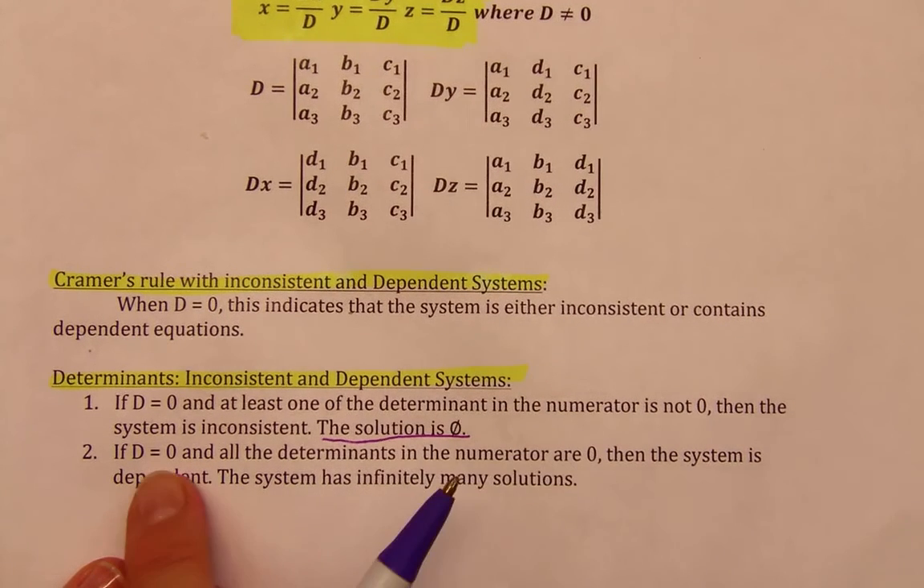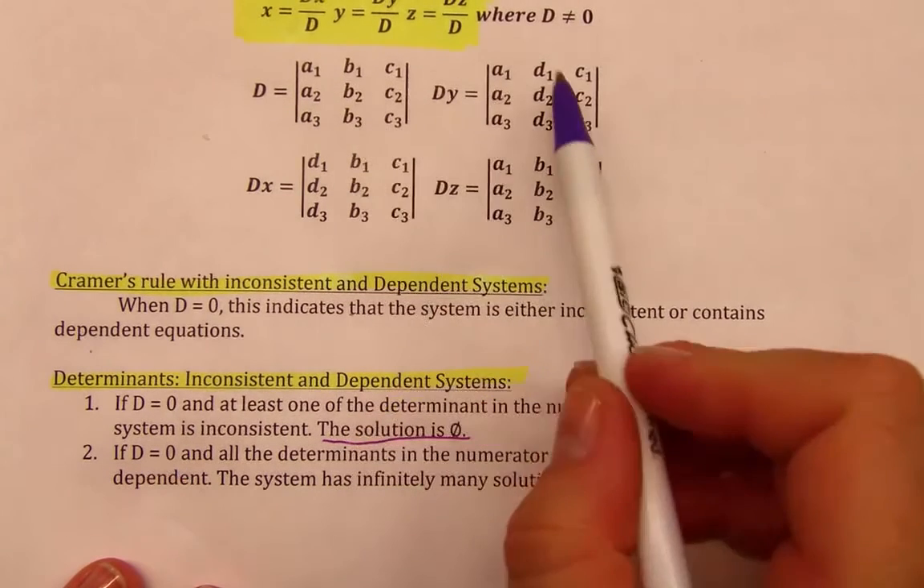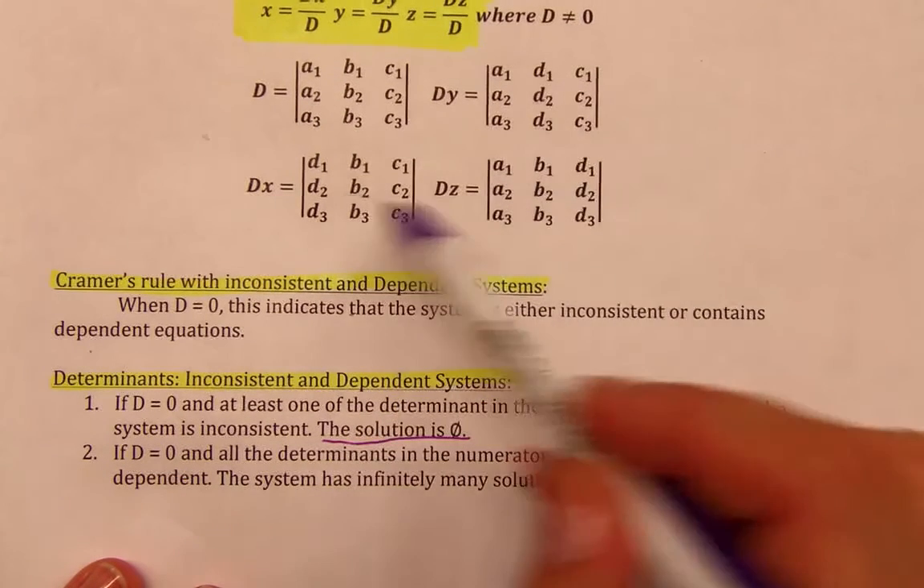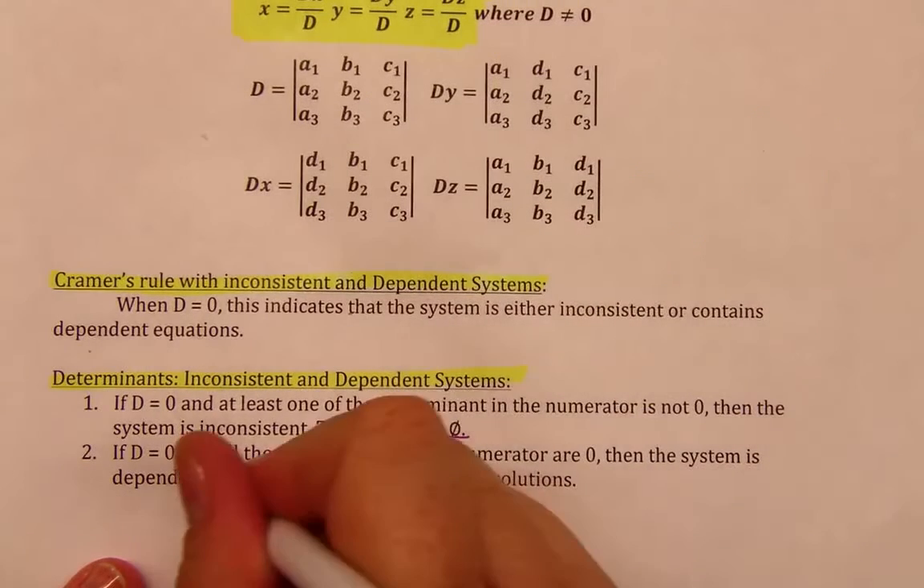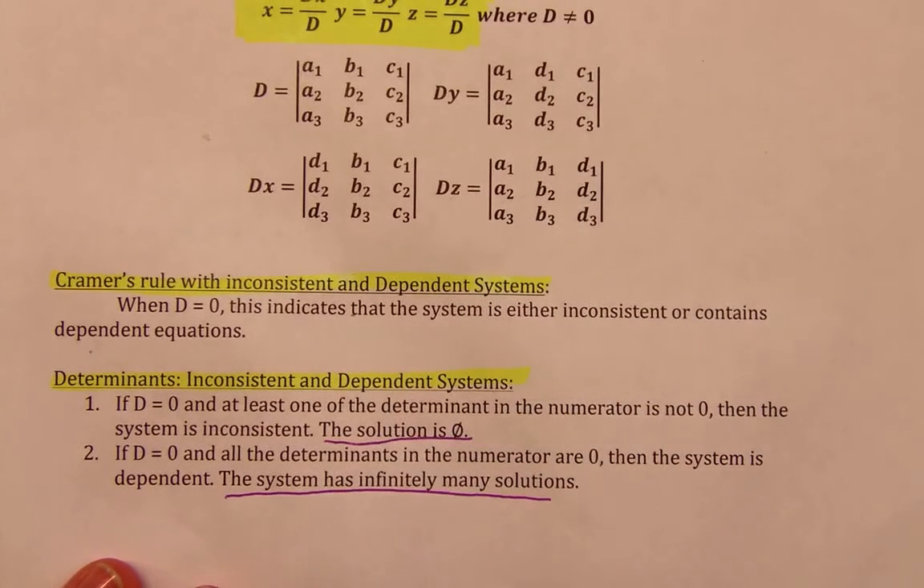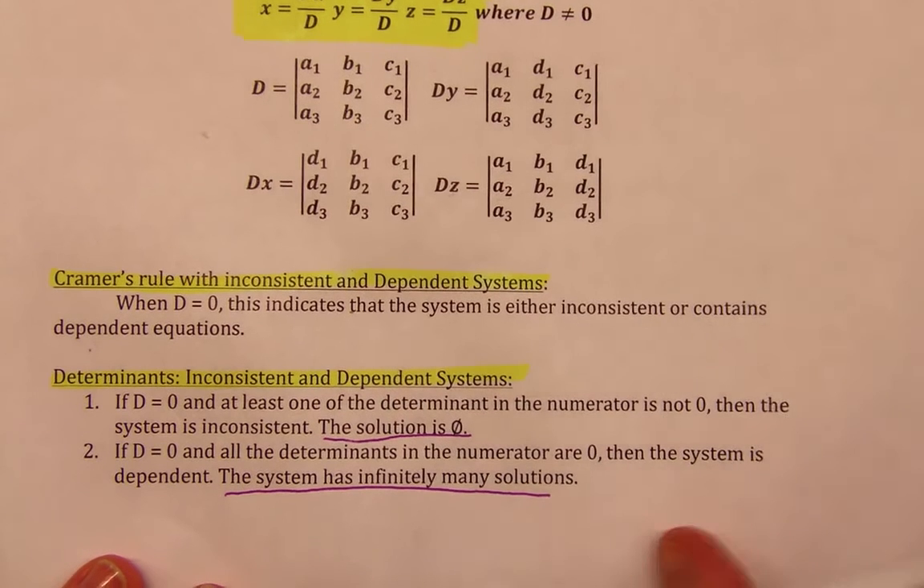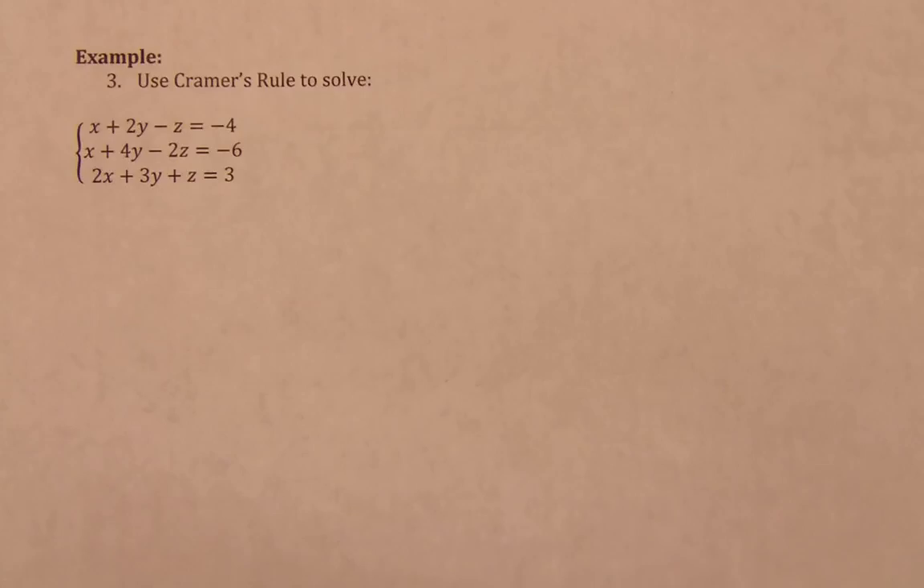Now if d equals 0, and let's say all 3 of these also equal 0, so all 4 of them equal 0, then that means the system has infinitely many solutions. So let's go ahead and do an example of a 3 by 3. And looking at this example here, first thing we want to do is write our determinants.